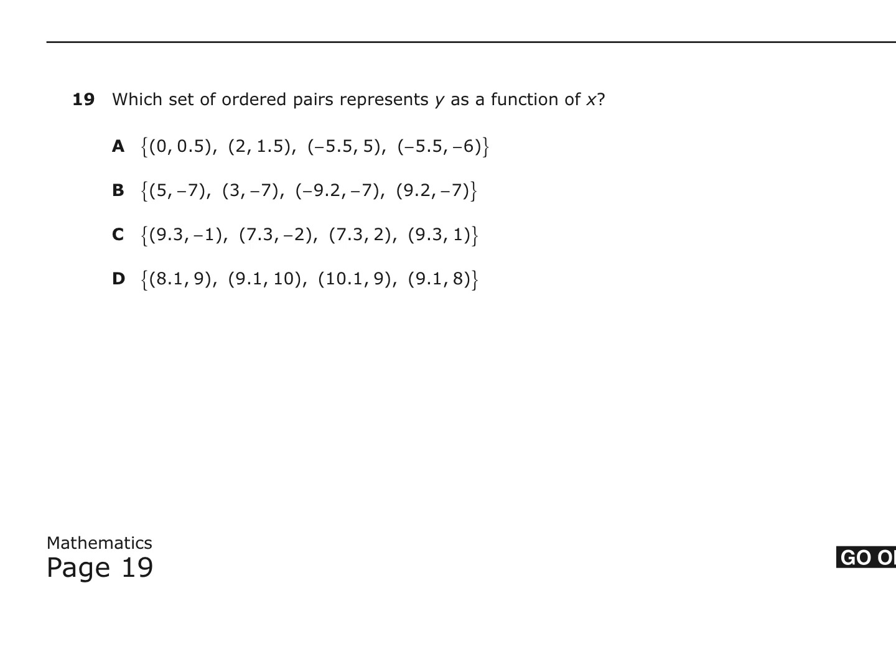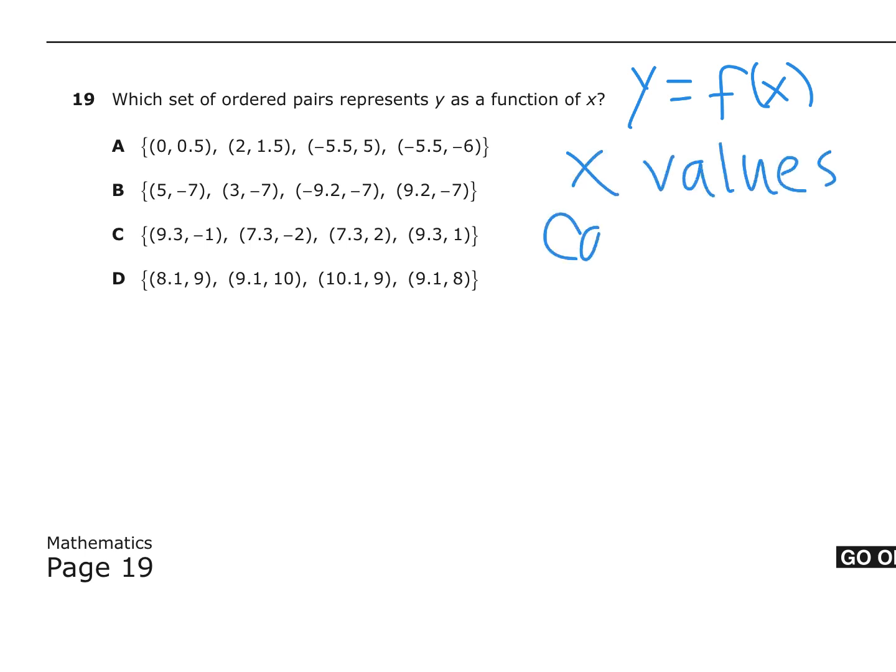For number 19, which set of ordered pairs represents y as a function of x? So y is a function of x. Y equals f of x. So if we're going to have a function, the x values cannot be repeated. If the x values are repeated, then it's not a function. So I'm going to write that down. X values cannot repeat for us to have a function. They cannot repeat.